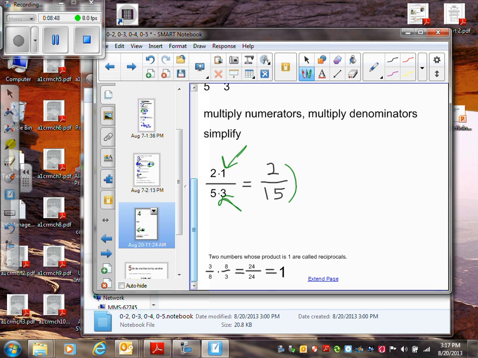If you have two numbers whose product equals 1, they are called reciprocals, and you'll hear that a lot. So for example, 3/8 times 8/3. We have 3 times 8, 24, and 8 times 3, 24. 24/24 equals 1. And that's the same thing as we were talking about in the other one.